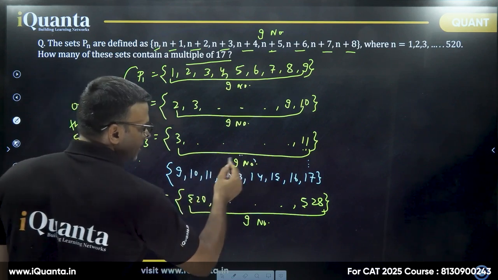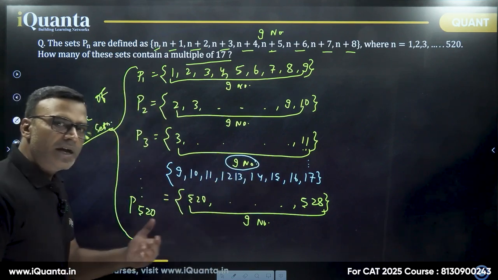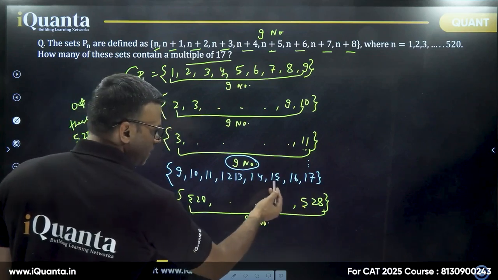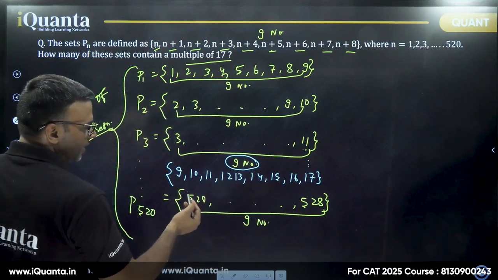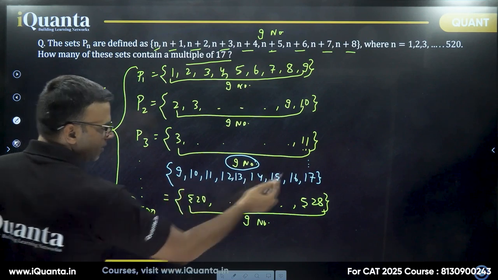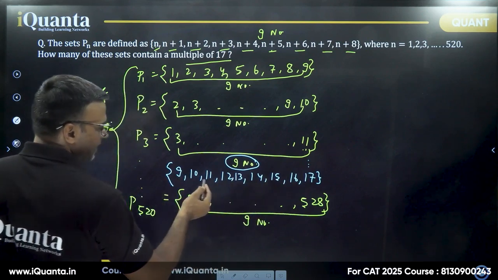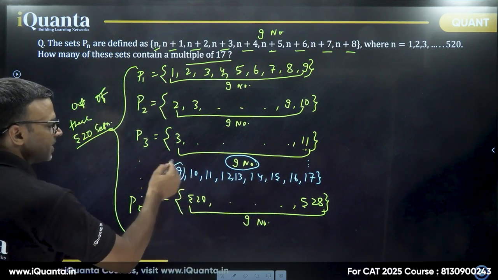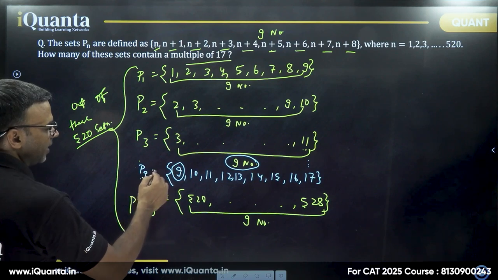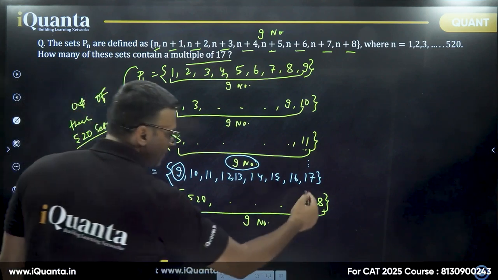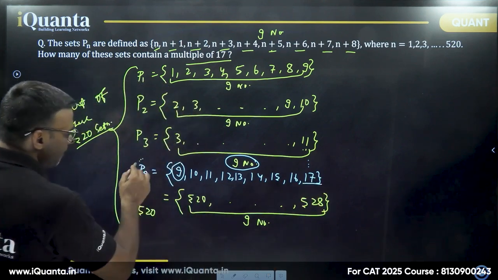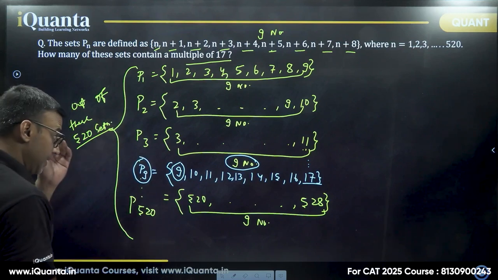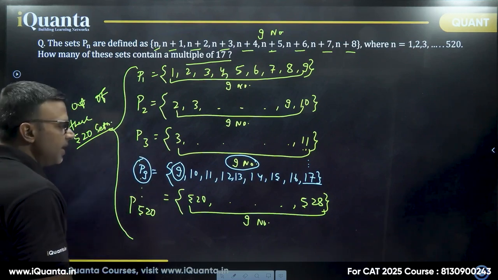We just need to check that in every set there should be 9 numbers. So count 1, 2, 3, 4, 5, 6, 7, 8, 9. And the first number is 9, so it is actually P9. So the first time a multiple of 17 will appear will be the 9th one, P9. After that, a lot of them will contain a multiple of 17.